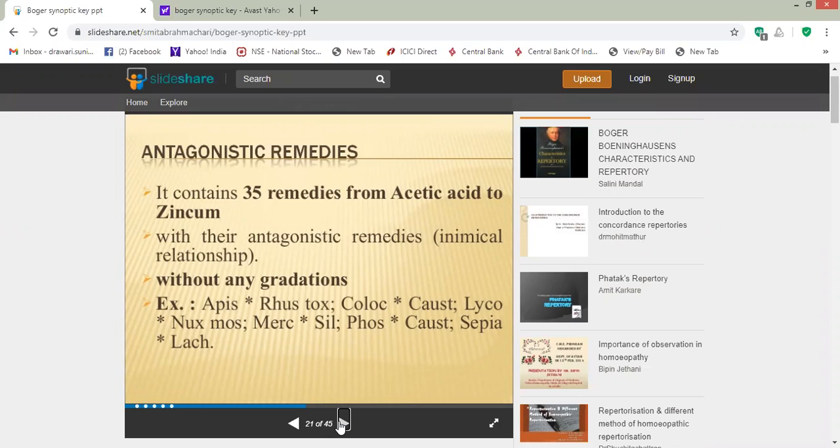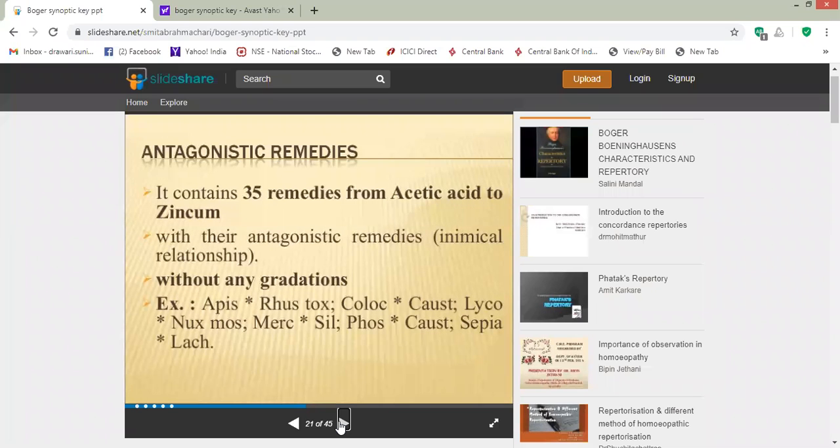It is also given in alphabetical order from A to Z. This list of antagonistic remedies starts from, yes, Priyanka, is there any query?